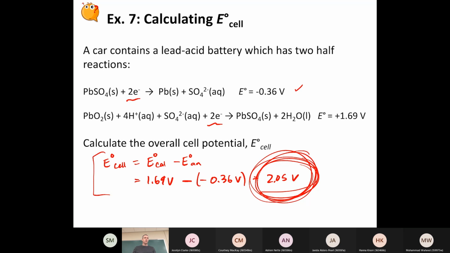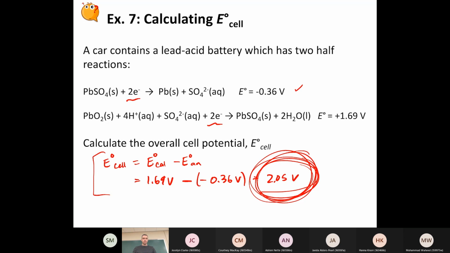Anyone know what the voltage of a car battery is? I don't know the answer to that. I think it's like 18 volts or 20 volts. 20 volts is the voltage of like a cordless drill. So like that would not be done by a single electrochemical cell. That would have multiple electrochemical cells strung together in series to get you to that point.